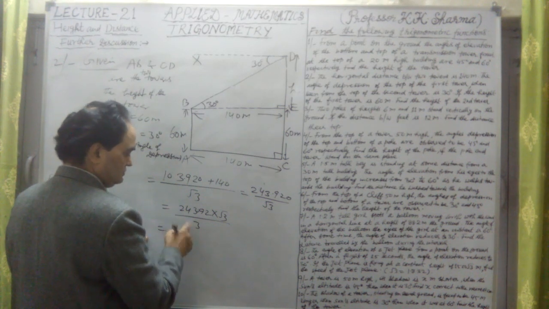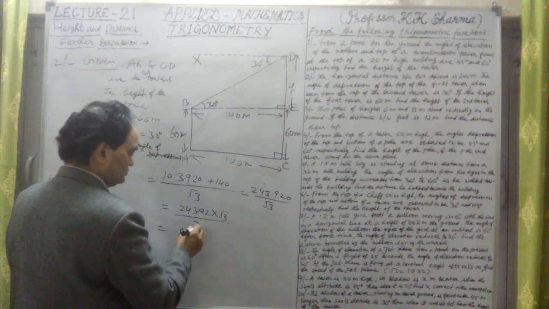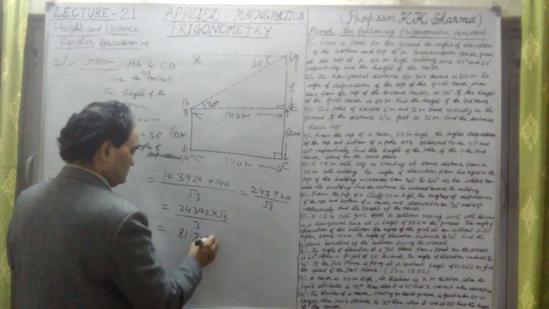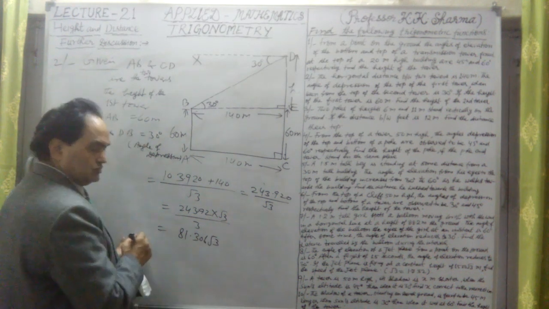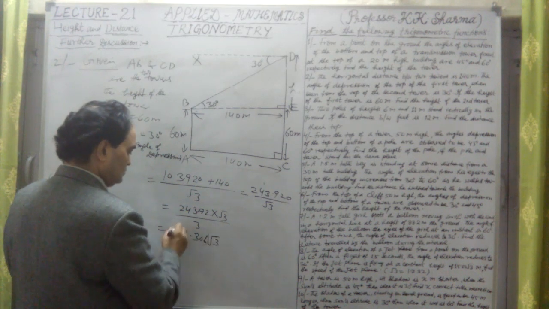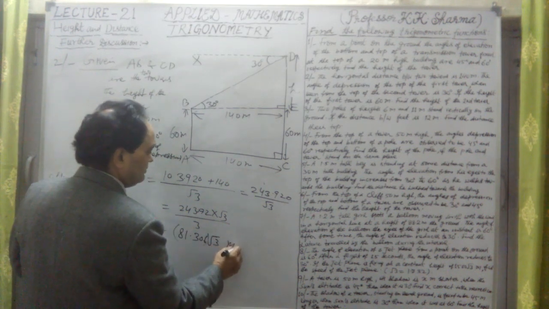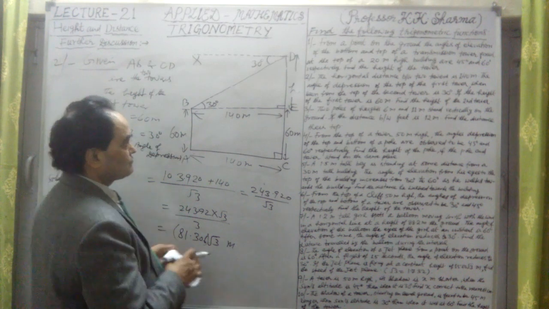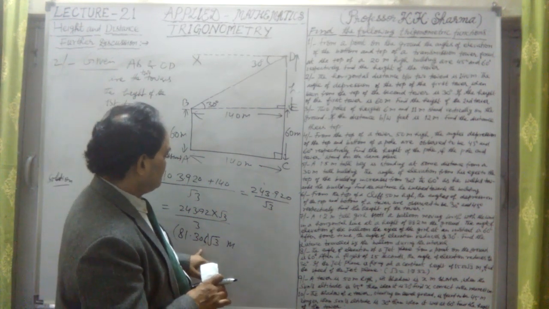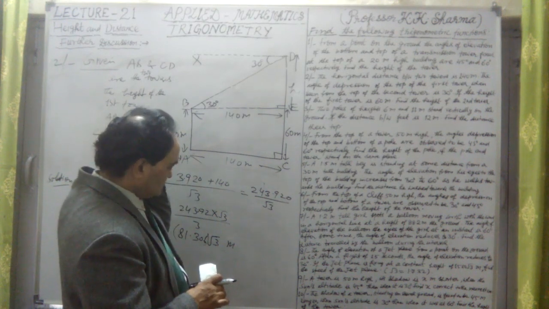3 at the 24. 3 1 the 3, 81.33 are 9. Only 0 and 20, 3 6 are 80. Root 3. 81.306 into root 3. This is the meter. Total is 81.306 meter. 6 into root 3.